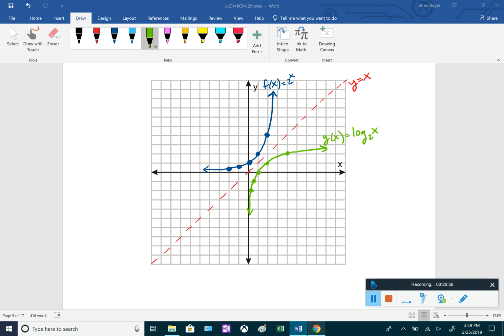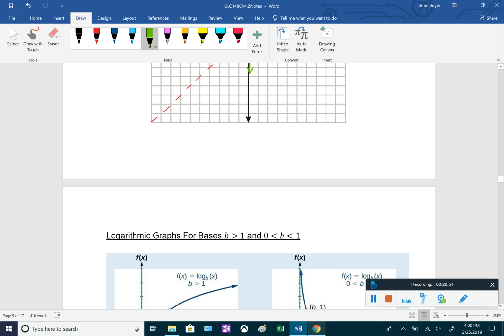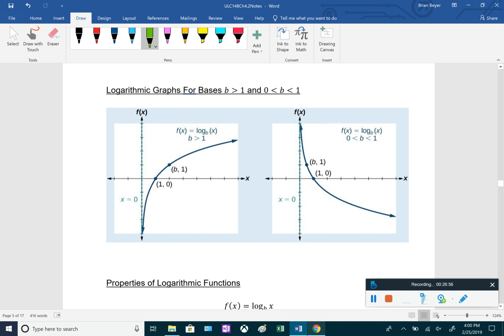And you can probably tell that there's going to be a vertical asymptote at x equals 0. That's because the exponential had a horizontal asymptote at y equals 0. Okay, so that is the graph of what a log will look like. So let's see some more generic properties here.